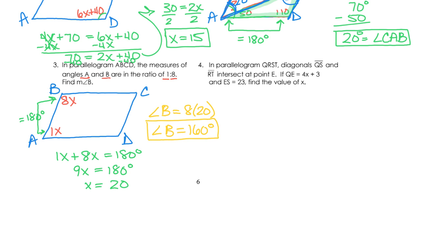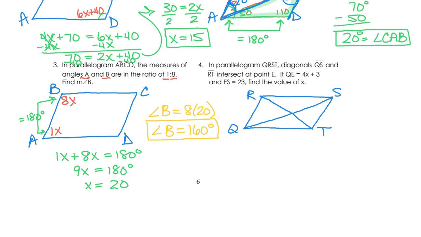Okay. Last one on this page. In parallelogram QRST, so we'll draw a parallelogram. We'll call it QRST. And it tells us that diagonals QS and RT intersect. So QS is one diagonal, intersects RT, our second diagonal, and they intersect at point E.